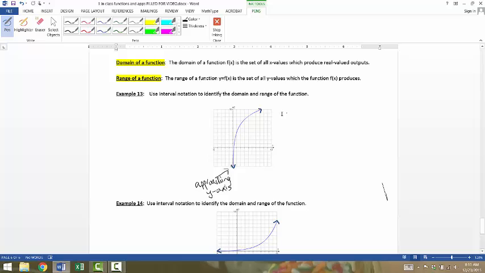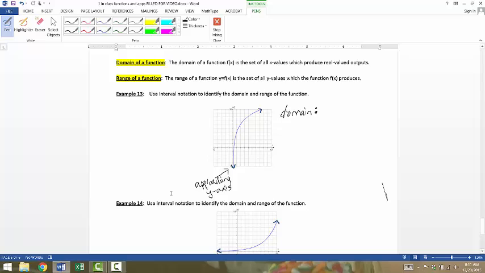All right, so the domain of this function is the set of all x's that this function produces. In order to determine this, we're asking ourselves, as we travel left and right, where does the graph exist?